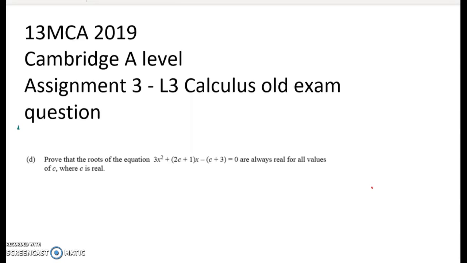Here's another question from assignment 3. Again, this is one that's good for level 3 complex numbers. It's actually an old exam question. I'm pretty sure it was only a merit question because it's really not too tricky once you spot what to do. And it's all about the discriminant.